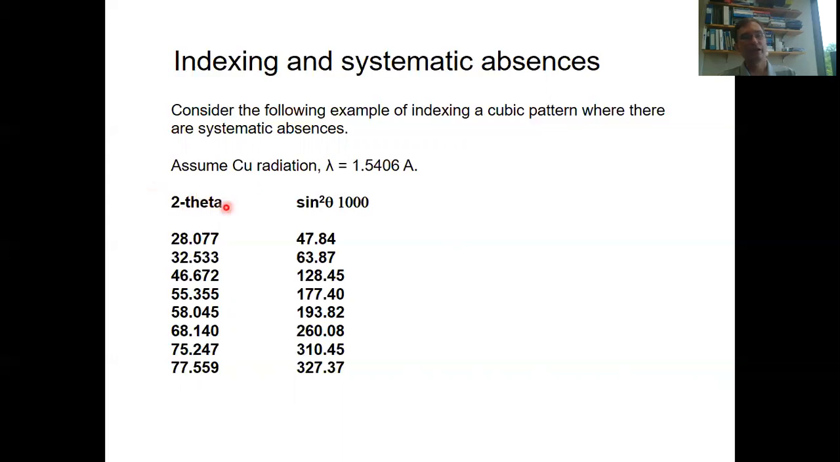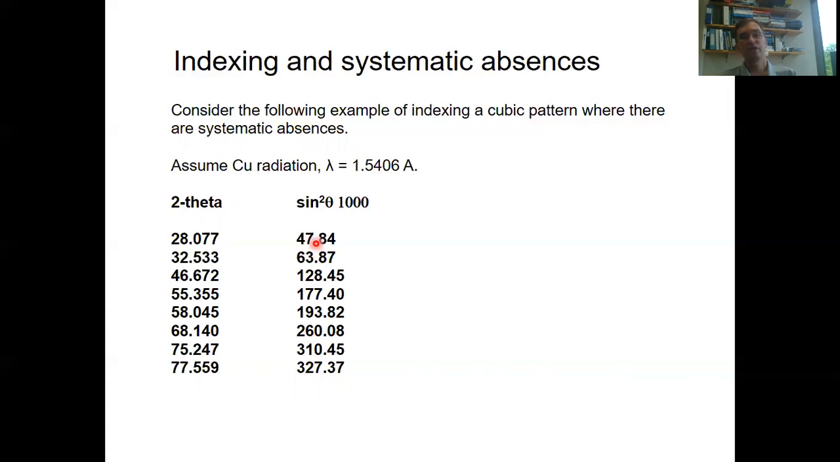So certainly, like in the previous class, we can determine the sin squared theta values and multiply this by 1,000. Then that gives this series of values here. So again, we would have to find a common factor by which we can divide all these values to give integer numbers for all these values.